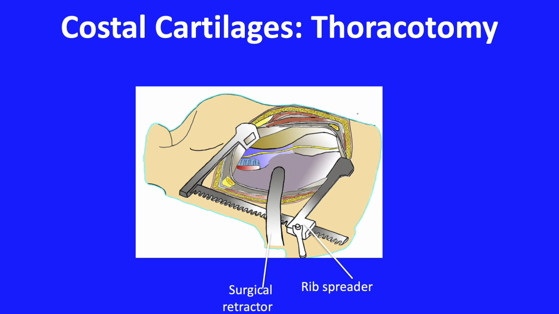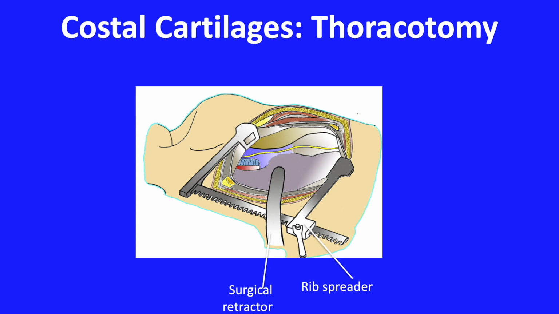A rib spreader will be placed inside the cut periosteum to spread the ribs wide. Again, this is possible because of the high mobility granted to the ribs by the costal cartilages. The large opening made now allows the surgeon entry into the thoracic cavity. Let me label the numerous structures visible from this lateral entry into the thoracic cavity.